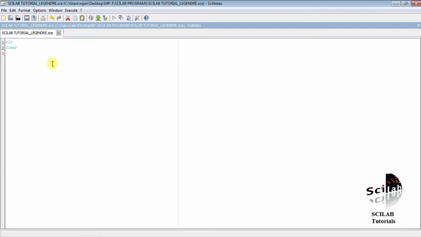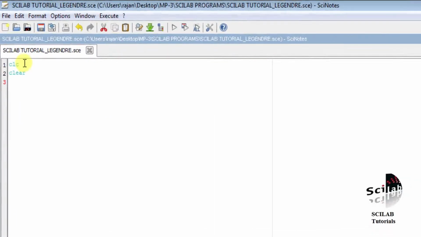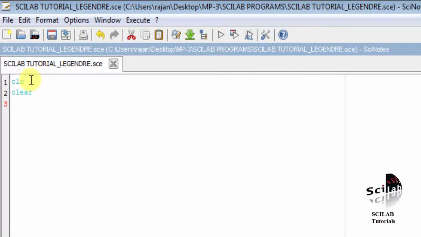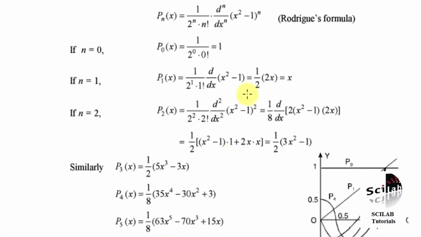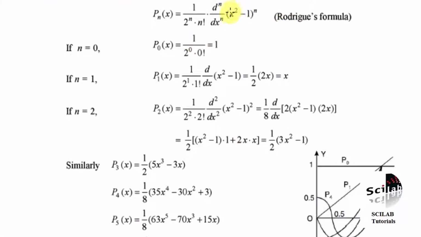This is our Scilab editor, and first we will write two commands, clc and clear. clc is used to clear the console, and the clear command is used to clear the memory of Scilab, so that previously stored variables will be deleted and we can start fresh.